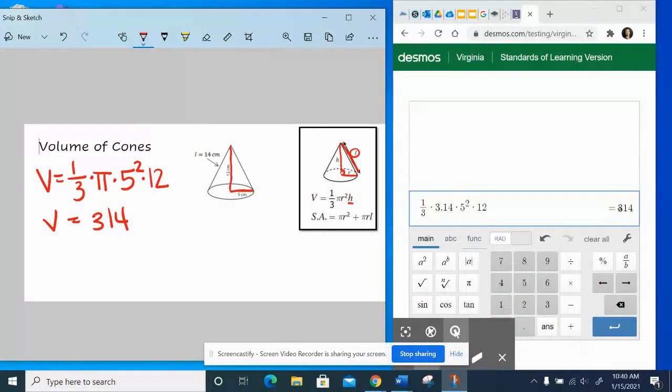We want to make sure we include our units. Our units is centimeters. And because it's volume, it's going to be cubed. In other words, how many cubes could you fit in this cone? So 314 centimeters cubed. Notice we did not use the slant height for volume of a cone. That is what we will use for surface area. So just take the different parts of the formula, plug them in just like we did here, and then you can transfer that over to Desmos. It will do all the work for you, and you end up with your final answer.